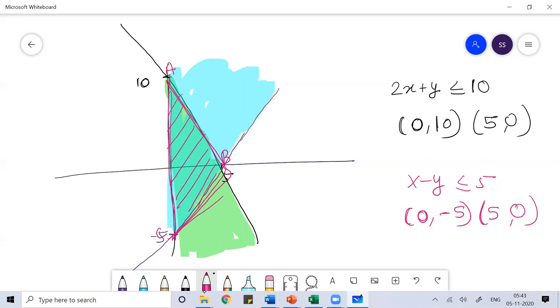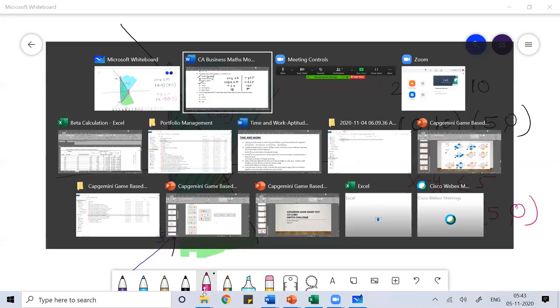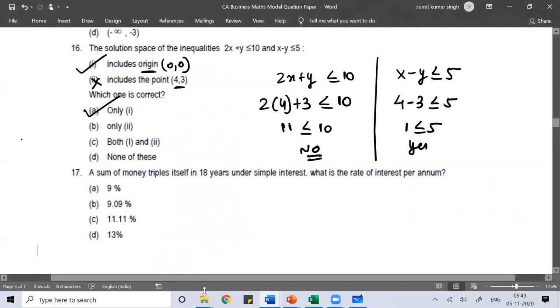So when we see this 4, 3, it will not lie in this region, it will lie outside this region. This much explanation is not required. This is just for you: if you are weak in the basic knowledge of inequality, you are most welcome to watch my videos on inequalities to understand how to solve the problem by graphical method.